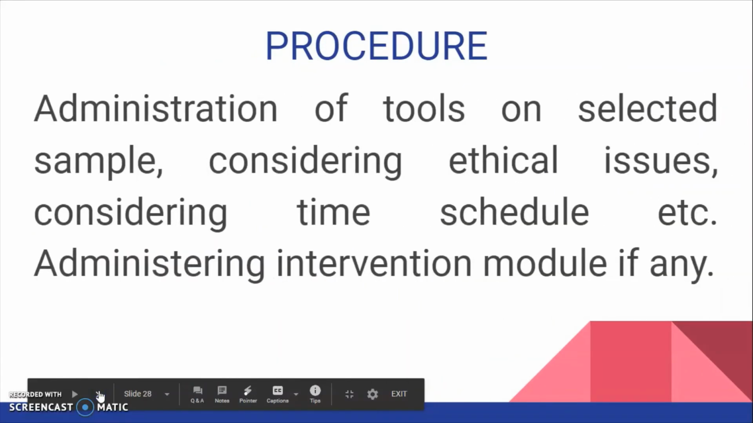And the other one that we want to cover is the procedures. Procedure is nothing but the administration of tools on the selected sample, considering the ethical issues, considering the time schedule, etc., administering intervention modules if any. So in procedures, we are going to make a plan on how to implement the tools, the items, and how we are going to administer the tools. And if there are any intervention programs, how we are going to administer the intervention, the time schedule, the ethical issues while administering the test. These all things need to be considered in the procedure part.